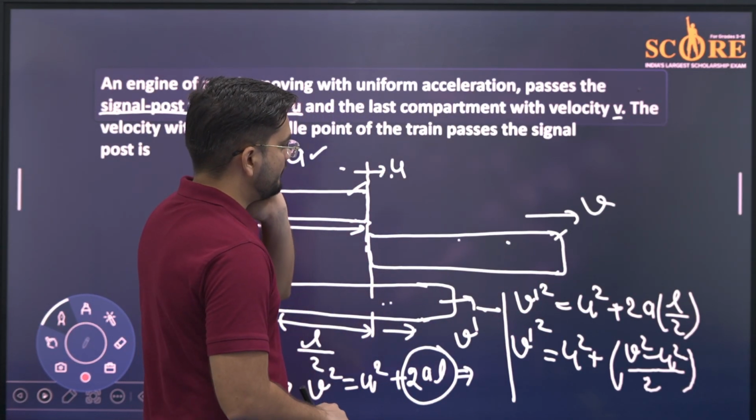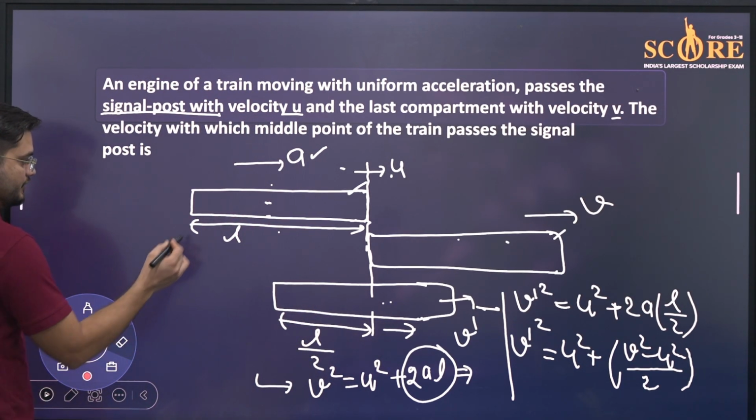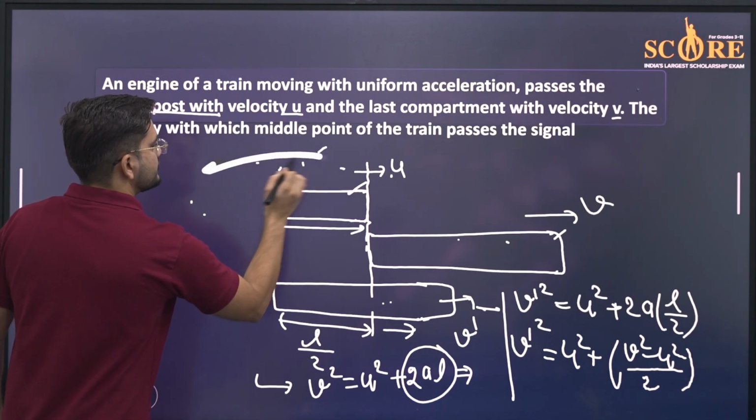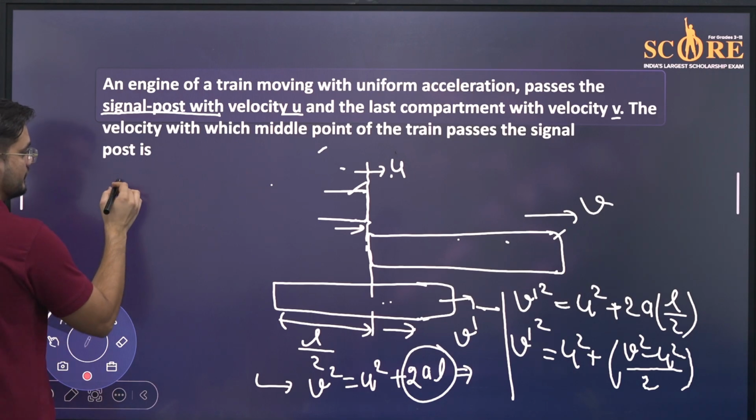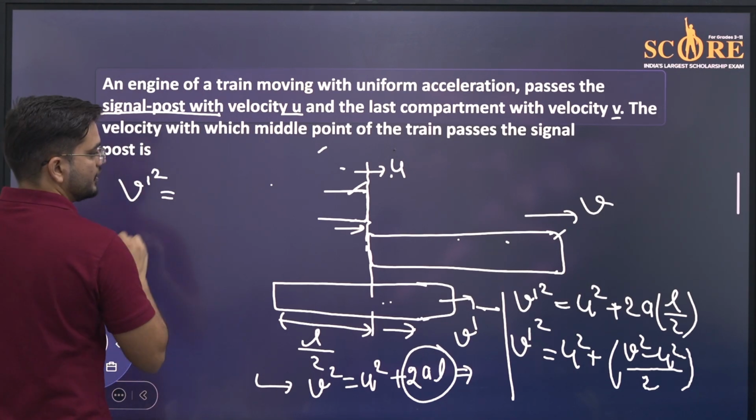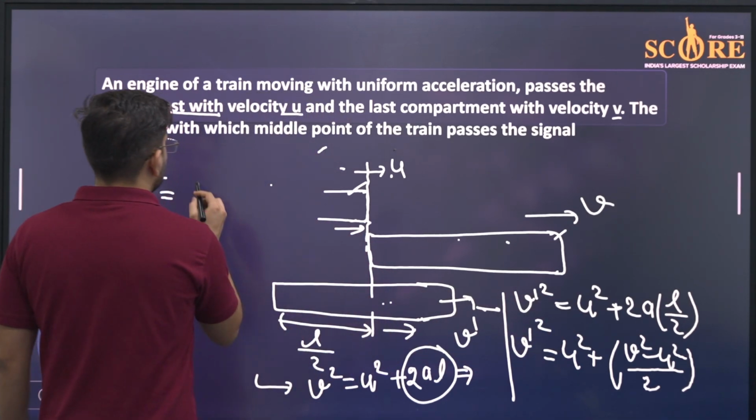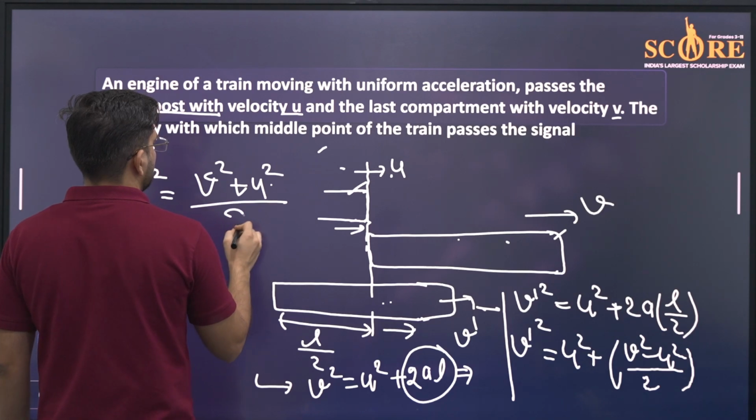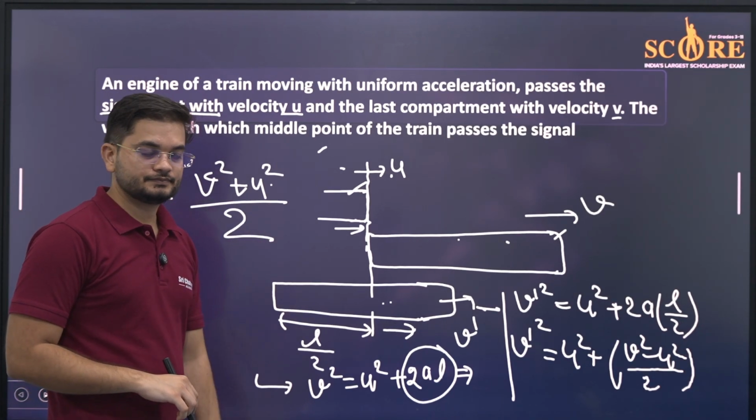Clear? And the final result will be v dash square is equal to v square plus u square divided by 2. Clear?